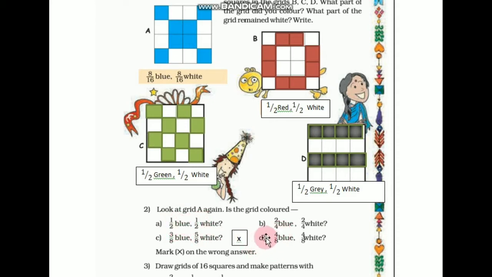And then B, 2/4 blue, 2/4 white. This is also correct because here also both parts are the same. That means half blue and half white. Here 3 upon 8 blue, 5 upon 8 white. This is not correct. This is wrong because here both parts are not equal, not half. Here 3 parts and here 5 parts. So this is wrong. And this is 4 upon 8 blue, 4 upon 8 white.